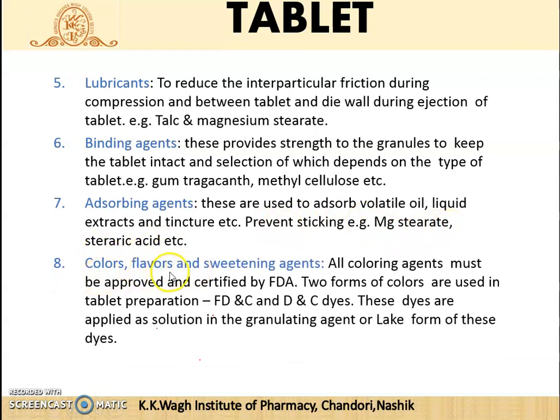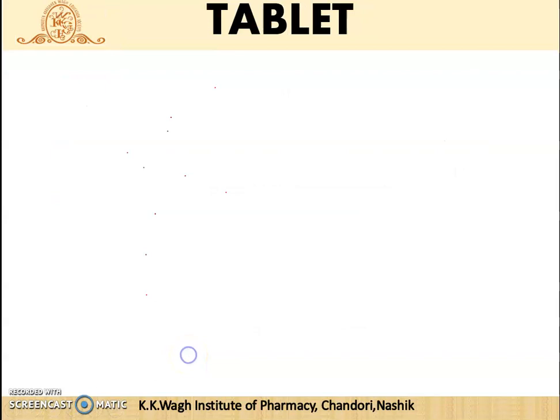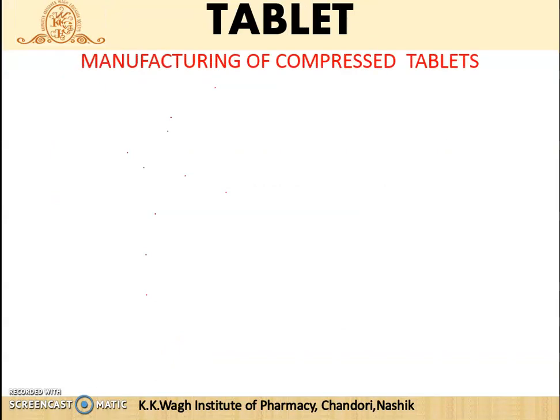The last excipient is colors, flavors and sweetening agents. All coloring agents must be approved by the FDA. Two forms of color, specially FD&C and D&C dyes, are used. These are the different excipients which are used in tablet formulations. Then next, manufacturing of the compressed tablets.